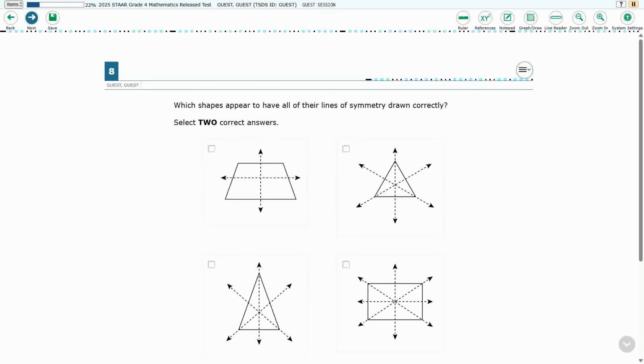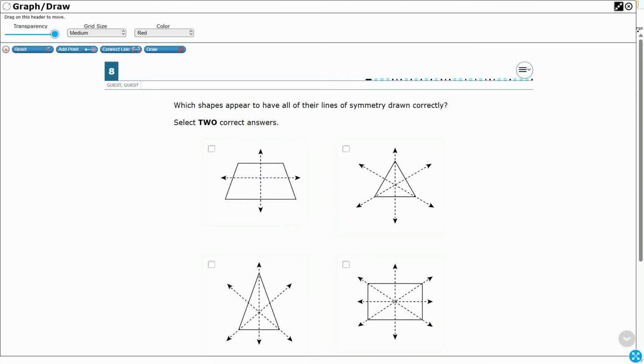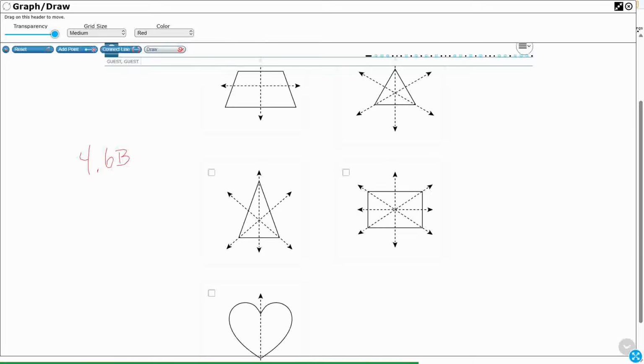Number 8, we are looking at lines of symmetry. This is 4.6b. And we need to find shapes that appear to have all of their lines of symmetry drawn correctly. And so let me move this up here. Okay, so this line of symmetry right here on this trapezoid is good, but this one is not, because if you flip this over, right, it's going to kind of look like this. So it's not this one.